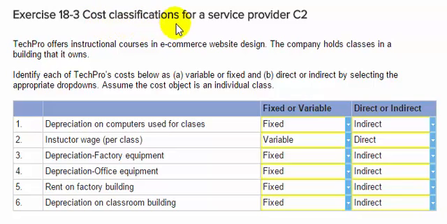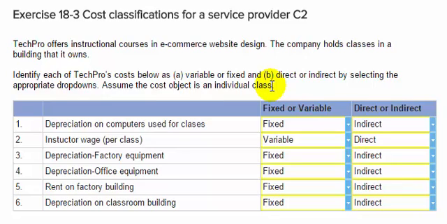Cost classifications for a service provider. TechPro offers instructional courses in e-commerce website design. The company holds classes in a building that it owns. Identify each of TechPro's costs below as either A, variable or fixed, or B, direct or indirect, by selecting the appropriate drop-down. Assume the cost object is an individual class.